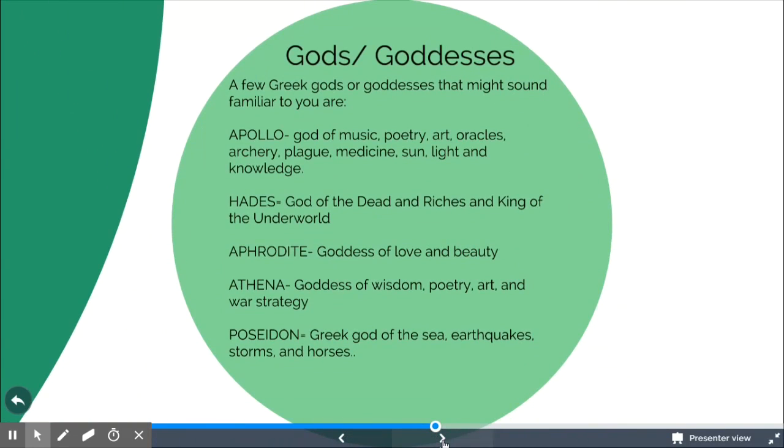As far as Greek gods and goddesses, they probably sound familiar to you if you grew up learning about it, watching the Disney movie Hercules, Percy Jackson and the Lightning Thief. This might be a little bit familiar to you. So Apollo was the god of music, poetry, art, oracles, archery, plague, medicine, sun, light, and knowledge. Hades is the god of the dead and riches and king of the underworld. Aphrodite, you've probably heard of, goddess of love and beauty. Athena was the goddess of wisdom, poetry, art, and war strategy. And then Poseidon was the Greek god of the sea, earthquakes, storms, and horses. There's also Zeus, which is the god of the sky and weather, and god of all the gods. So those probably are familiar to you.